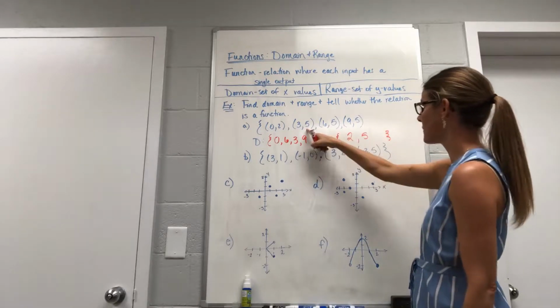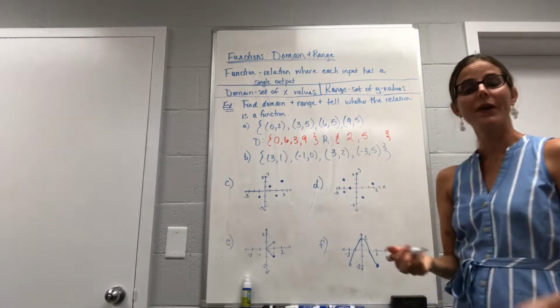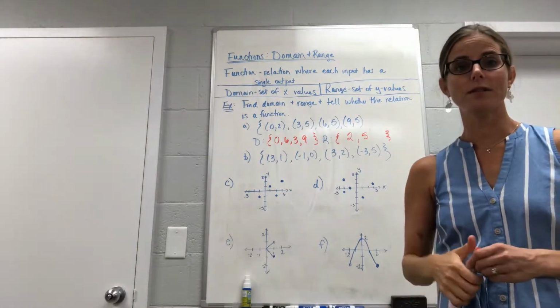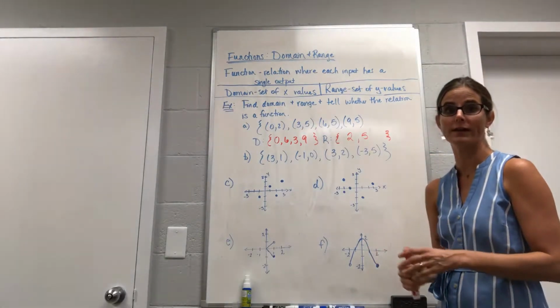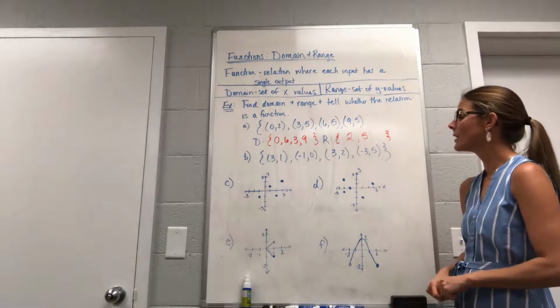You'll notice that we have 5, 5, and 5. There are three of the same y values. That's fine. We only need to write it once when we're listing the range.